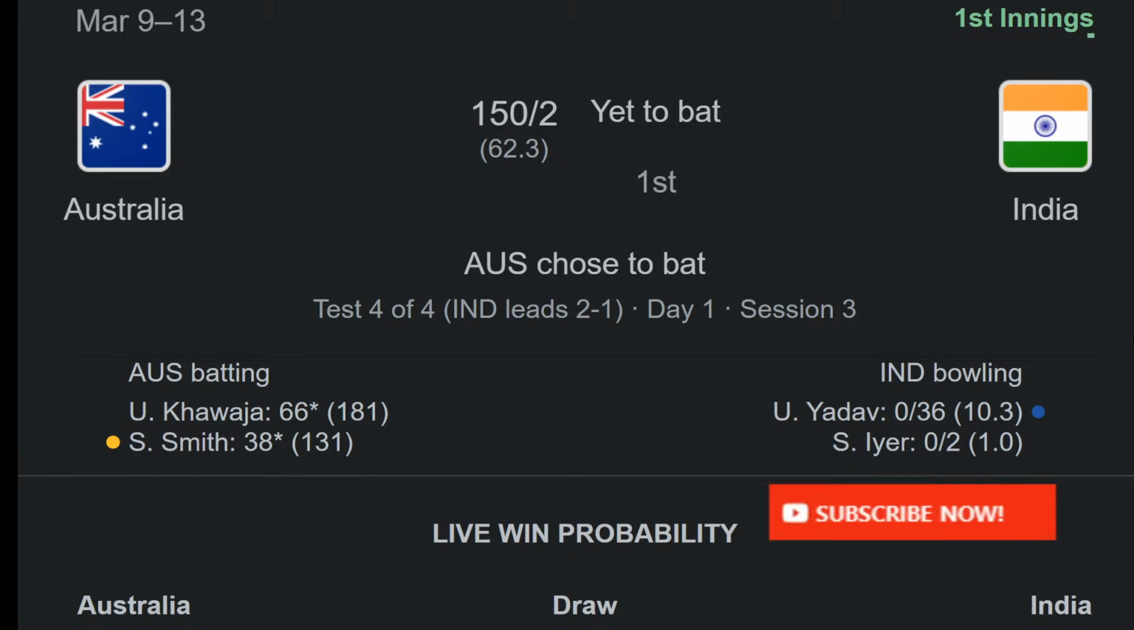Partnership 78 runs, 241 balls. Dots 192. 150 for the loss of 2 wickets. 62.3 overs, 150 for the loss of 2 wickets. Here comes Umesh Yadav to Smith. No run.